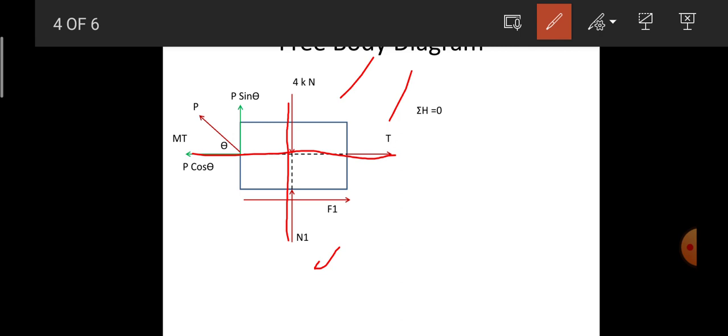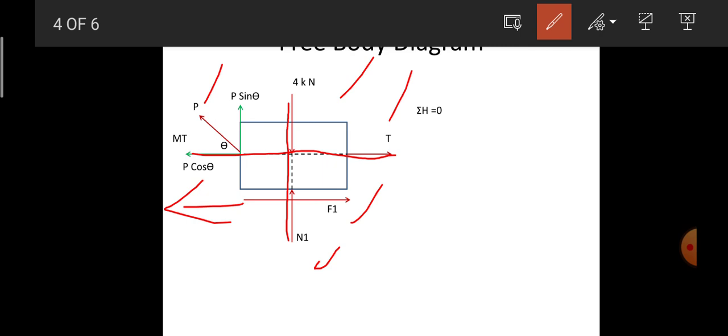Again, P is the force which is responsible for the motion of the body. In the question itself they have mentioned that it is going in the left side direction, so the motion trend will again be in the left side direction, from which we can determine that F1, the frictional force, acts in the right side direction because of the opposite nature. We know that P is inclined at an angle of theta.